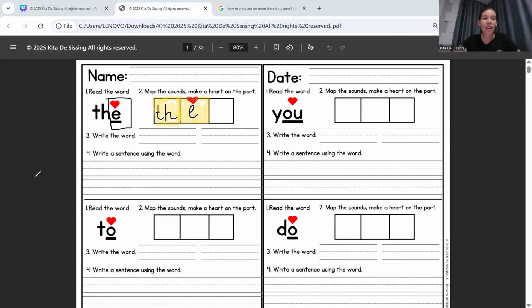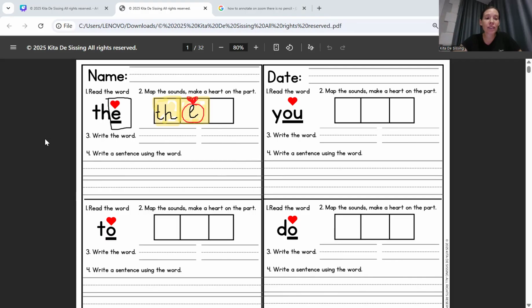Okay, now later on I'm going to teach you all about the schwa sound, but for today we're just going to leave it that the has got two sounds, and we've got to remember that the uh in the is spelled with the letter E. This is the part that we're remembering.